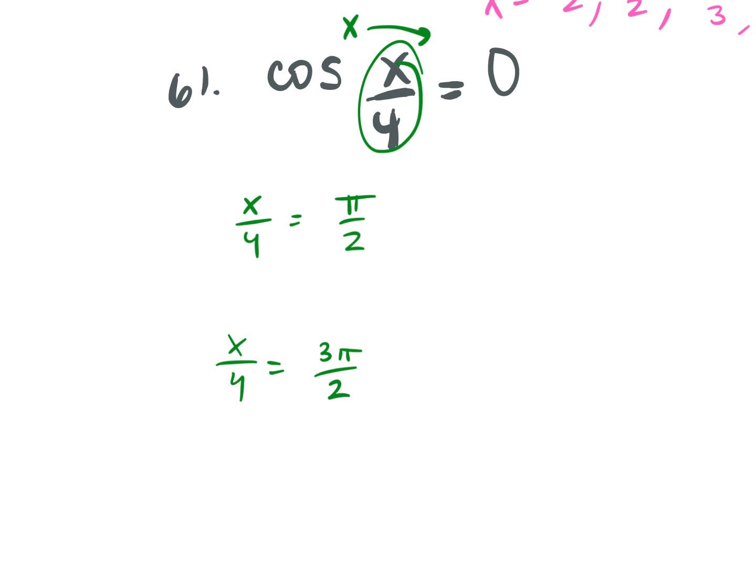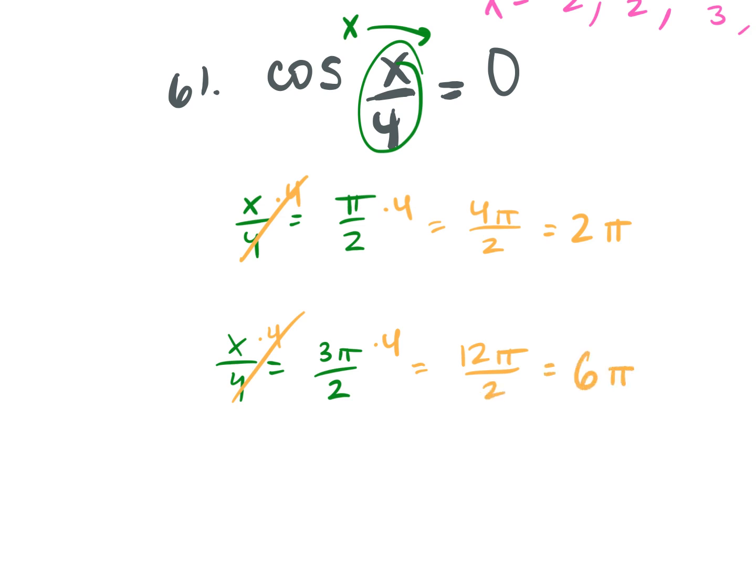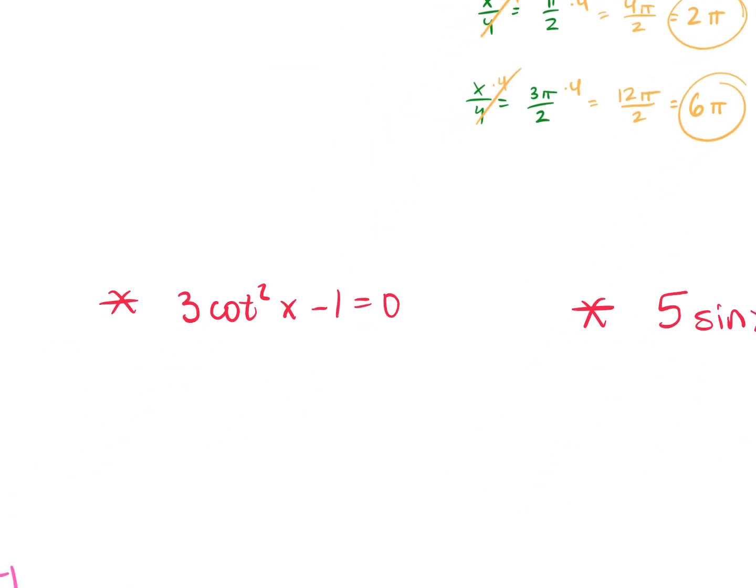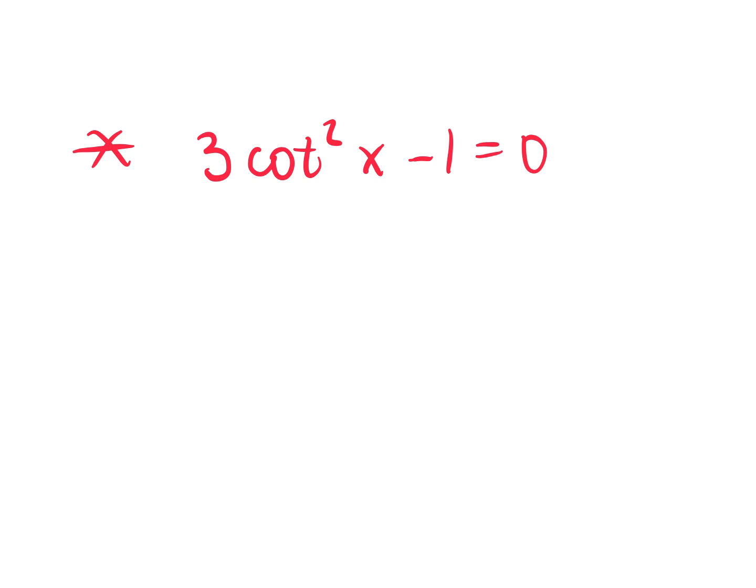Now what would the last step be to solve here? Multiply both sides by 4. Awesome. So here we get 4 pi over 2, which simplifies to 2 pi. And the second one we multiply by 4. So this would be 12 pi over 2, which simplifies to 6 pi. So these would be our two answers. All right, let's also do the cotangent one on the bottom.